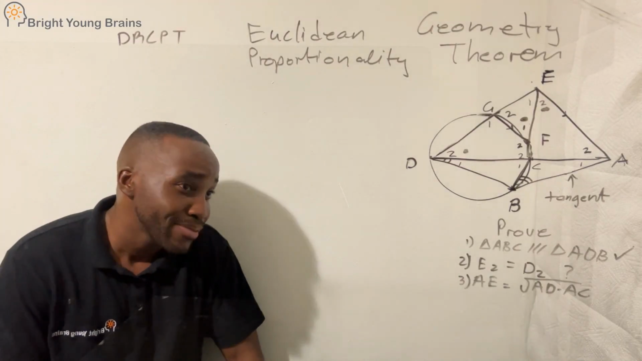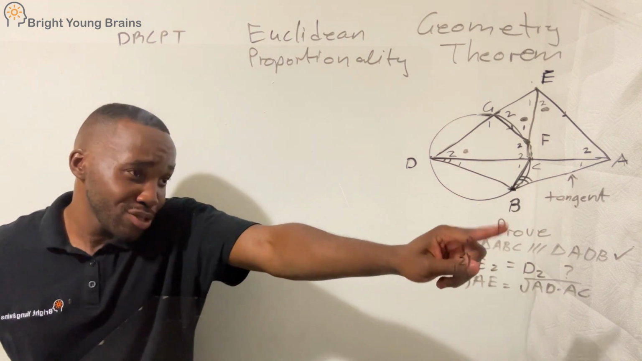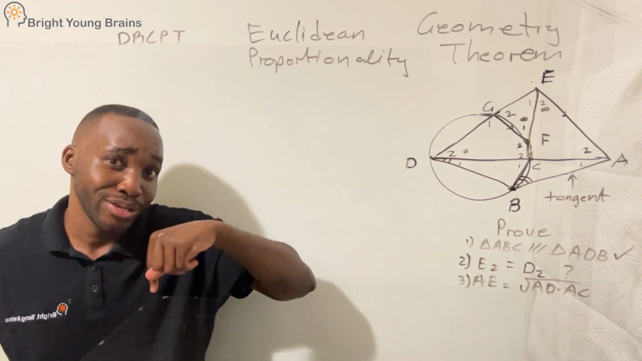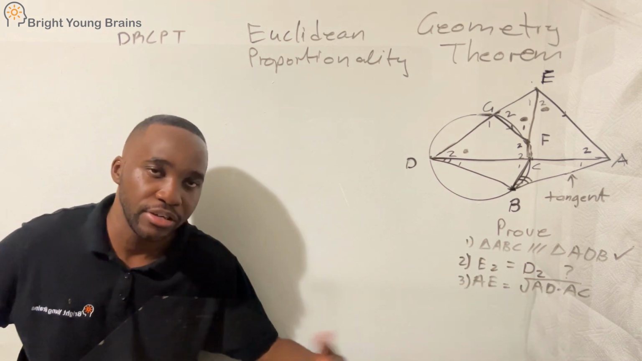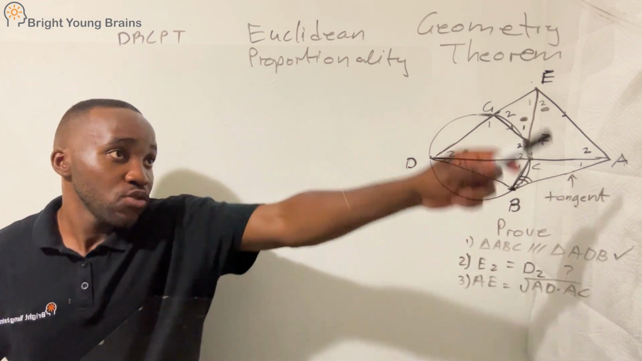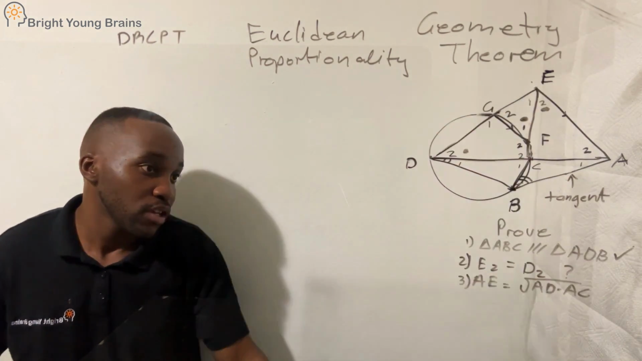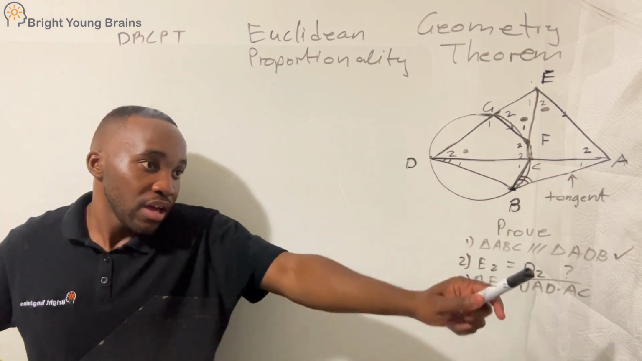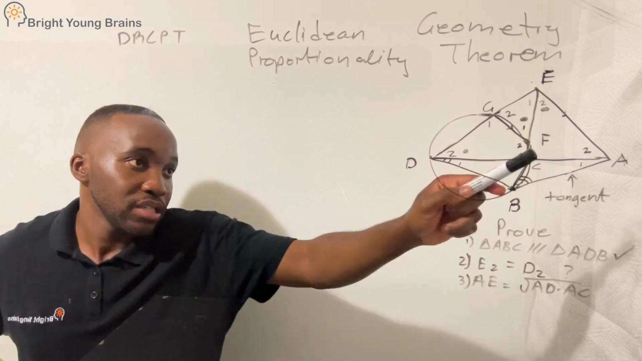But let me not waste anybody's time. We have worked on these two questions already. If you need access to those videos, the links are in the description. Anyways, they want us to prove that AE, which is this line over there, is equal to AD, which is that line there, multiplied by AC under square root.